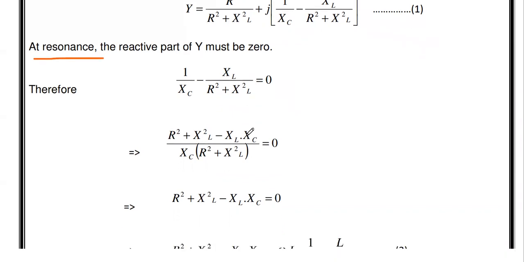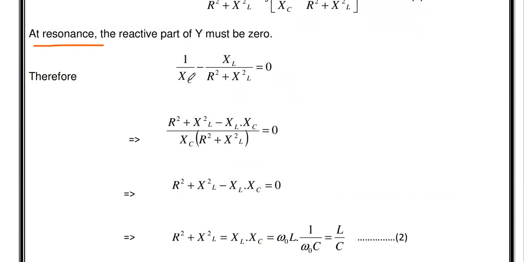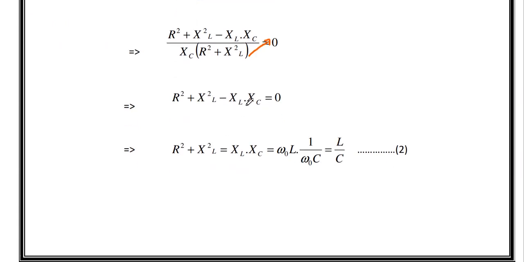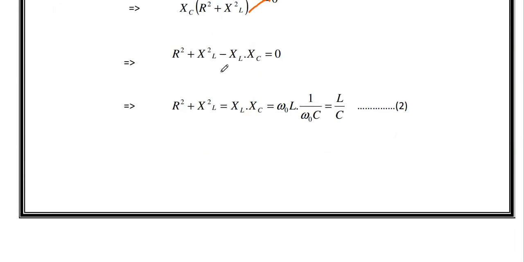First take the LCM of these two terms. The LCM is XC into R squared plus XL squared. On top, 1 into R squared plus XL squared, minus XL into XC, equals 0. Multiplying the denominator with 0 gives 0, so R squared plus XL squared minus XL XC equals 0. From that, R squared plus XL squared is equal to XL XC.